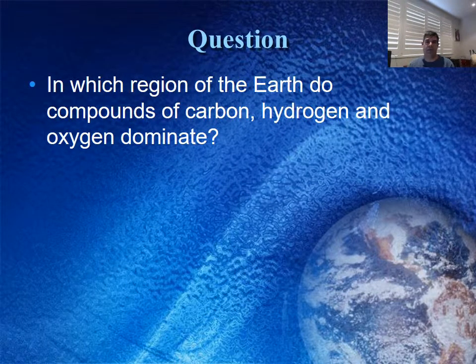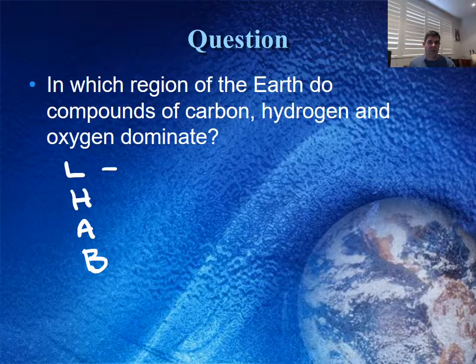So here's a question for you. In which region of the Earth would you expect the compounds of carbon, hydrogen, and oxygen to dominate? Well, we've got four options. So we've got the lithosphere, we've got the hydrosphere, we've got the atmosphere, and we've also got the biosphere.